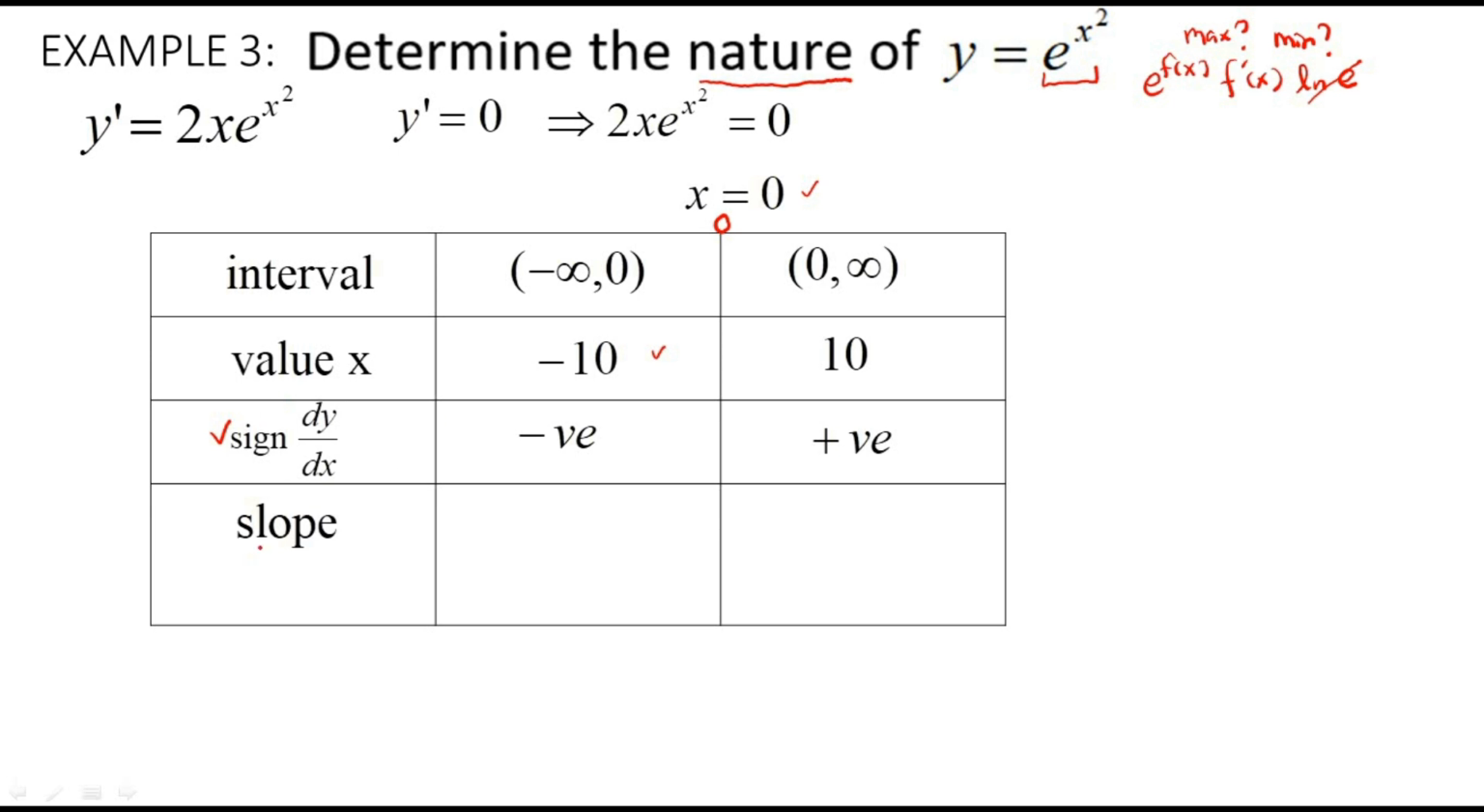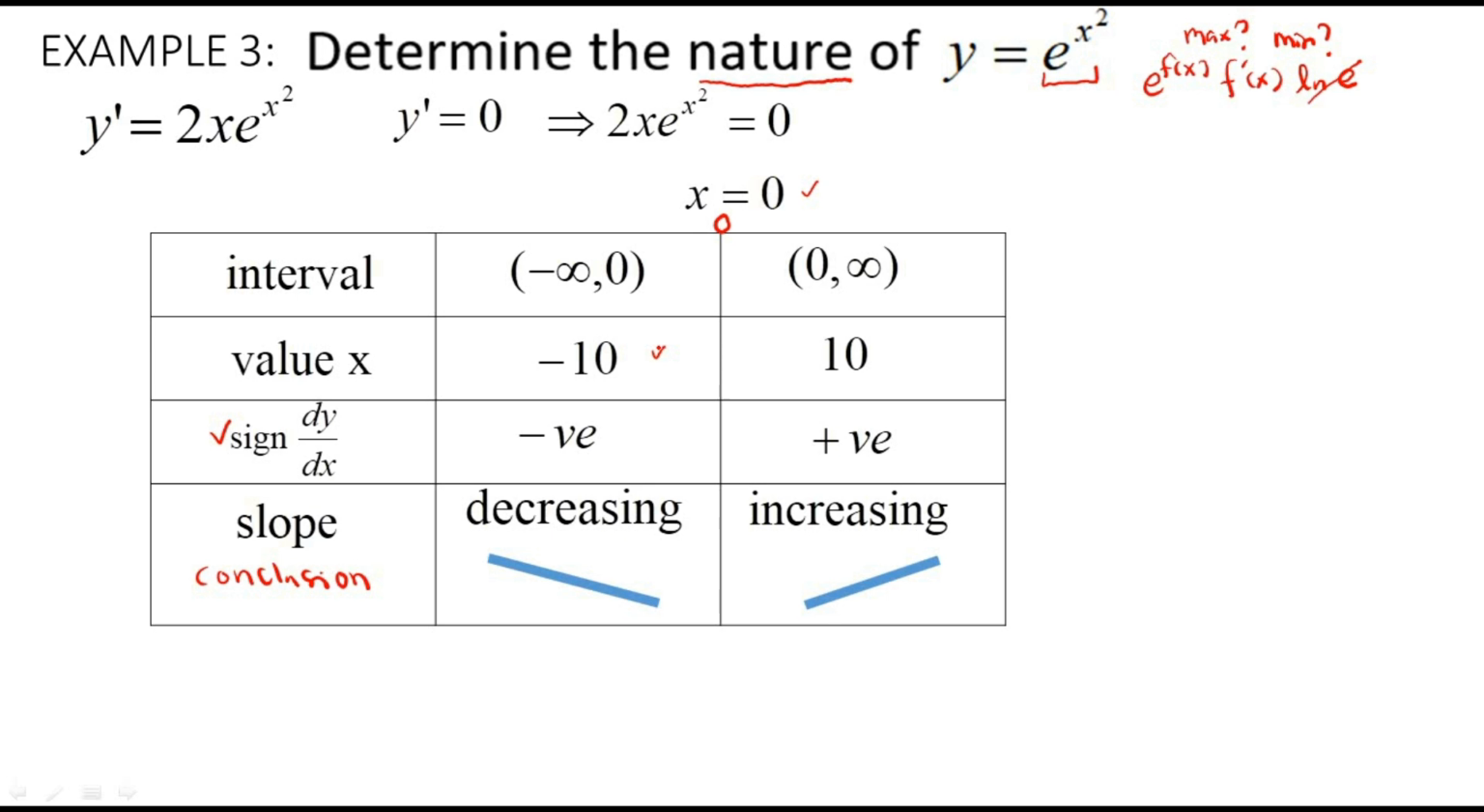Now, the last row, slope or our conclusion. If we have a negative sign, our slope is decreasing. And if we have a positive sign, our slope is increasing. It's sort of like we go down the hill and then go upward again. Okay, settle for the third step.